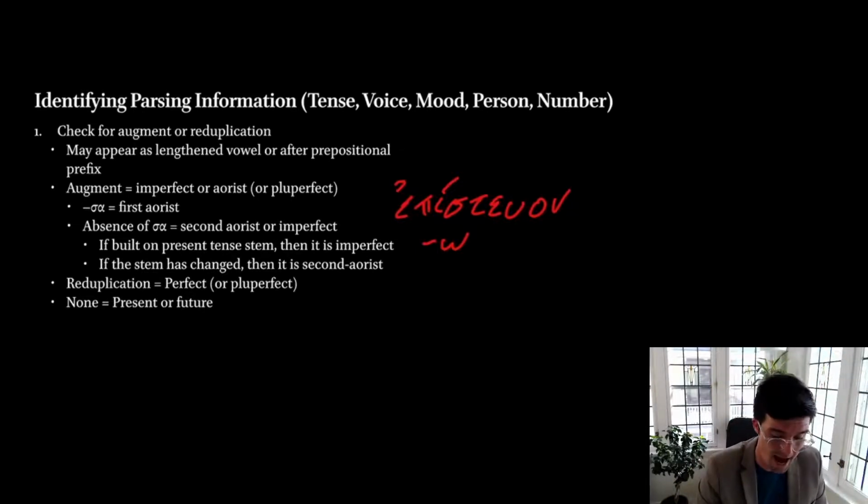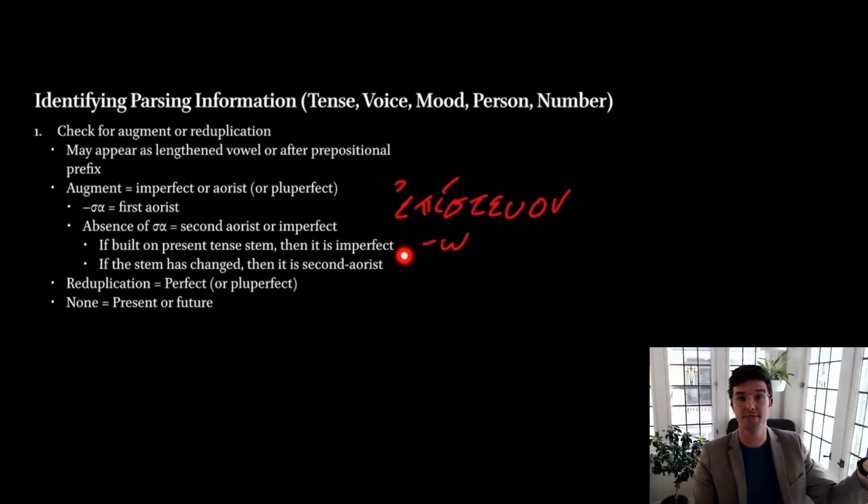And you know that you then have an imperfect because this pistu has not changed its form. It's just added the augment, dropped the ending, and added a secondary active ending, but it's still built on this present tense stem. But if the stem has changed, then you know that you have a second aorist. Remember, what is characteristic of second aorist tenses is that they are strong verbs. They change their form, just as in English, we change the present tense go to a different word altogether, went. Similar with the second aorist.